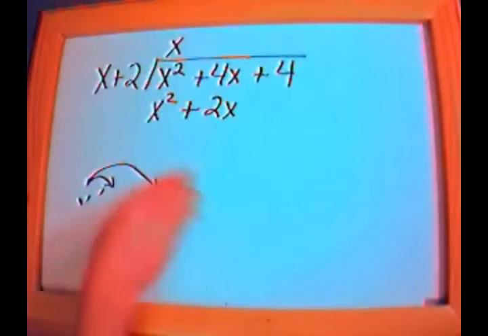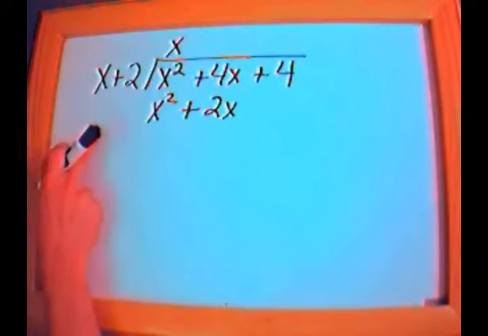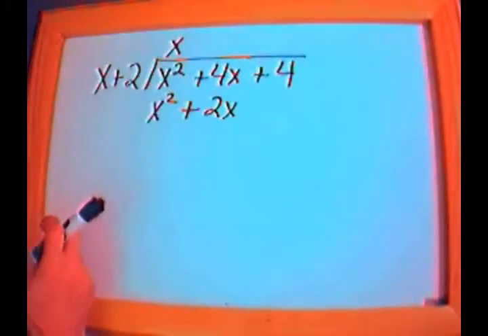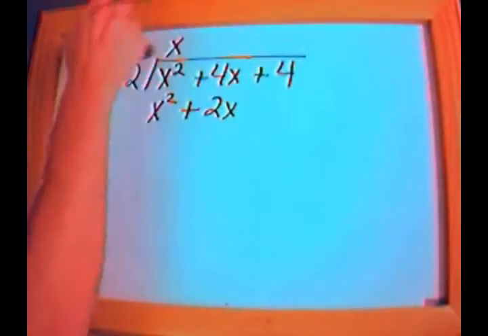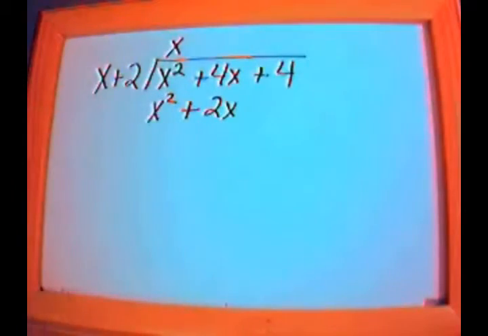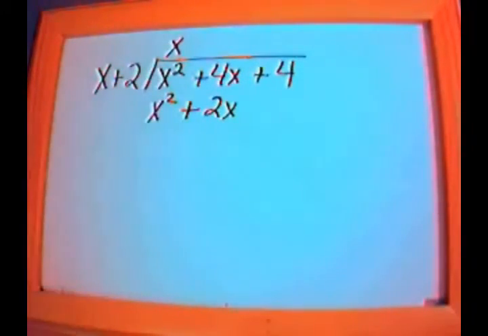I'm going to erase this for the time being. It's not relevant to the problem, but I just want to show what I'm doing here. So what you really need to do when you figure out how many times it goes in is figure out what do I need to put up here so that when I multiply it, it gives me what I'm looking for. In this case, I put an x up there. x times x gives me x squared, so that's the correct term.